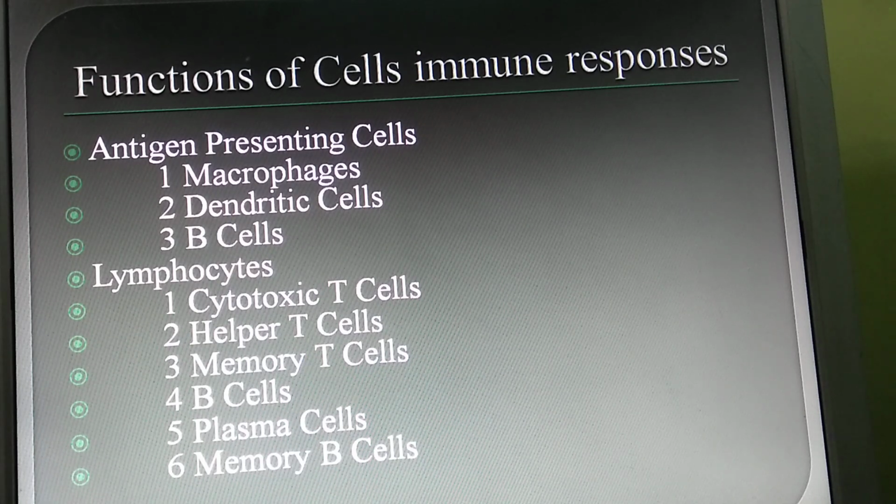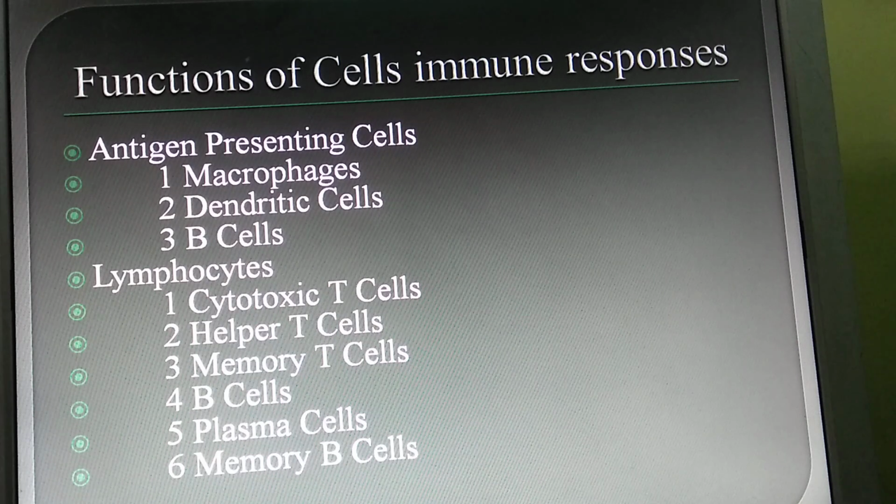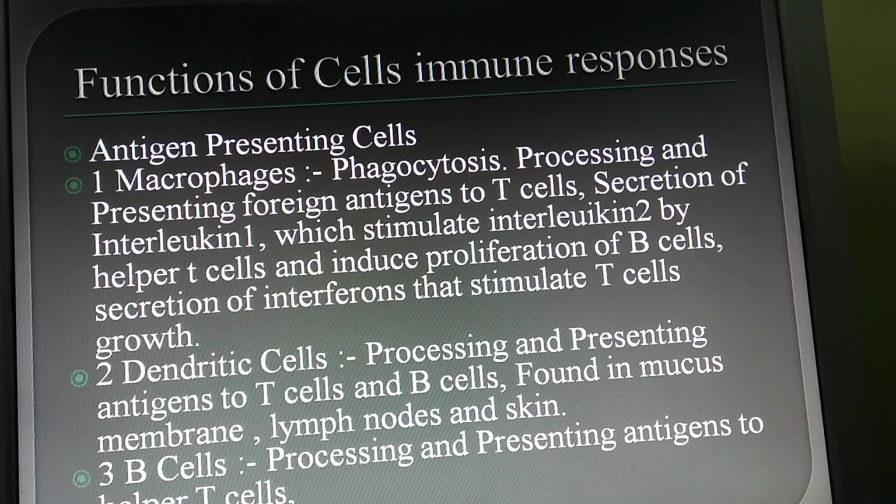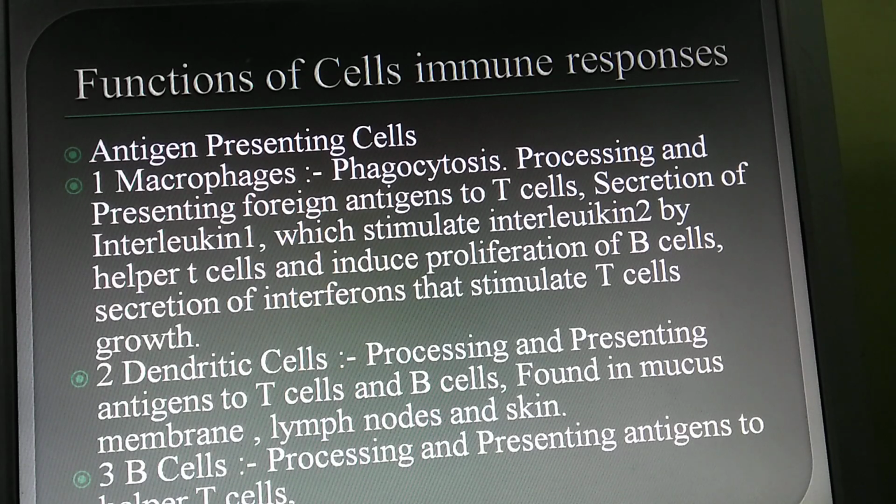You can remember the antigen presenting cells. There are three: macrophages, dendritic cells and B cells. Lymphocytes include cytotoxic T cells, helper T cells, memory T cells, B cells, plasma cells and memory B cells. Let us see one by one. Macrophages: phagocytosis, processing and presenting foreign antigen to T cells. Secretion of interleukin 1, which stimulates interleukin 2 by helper T cells and induces proliferation of B cells. Secretion of interferon that stimulates T cell growth.